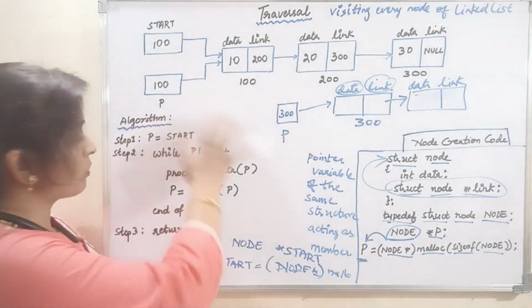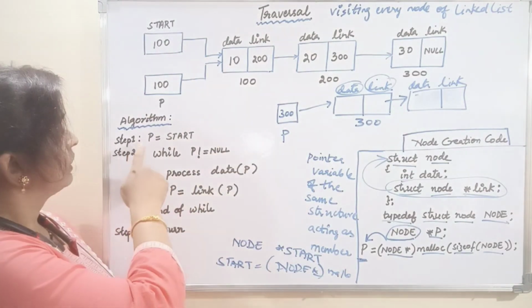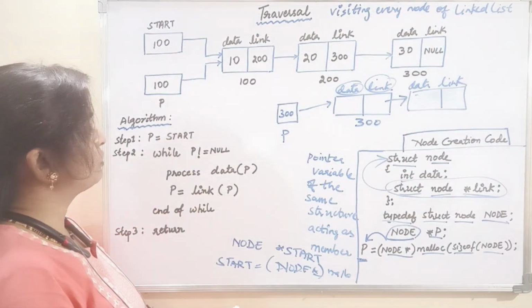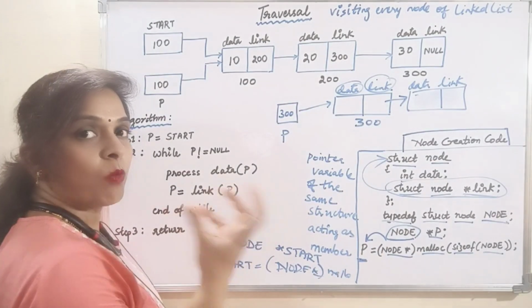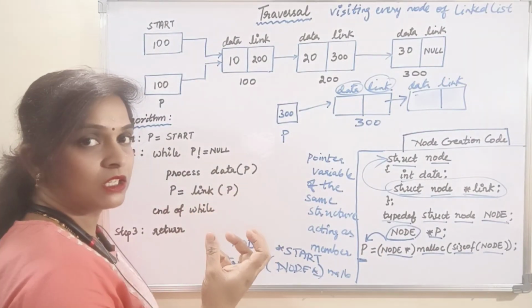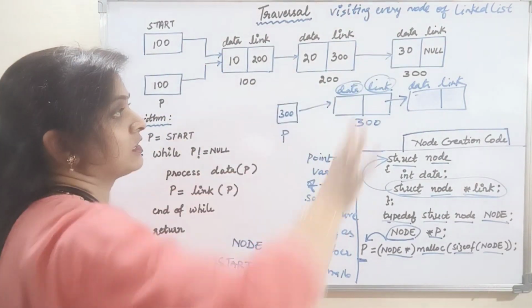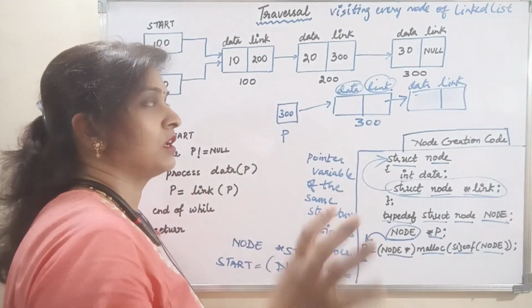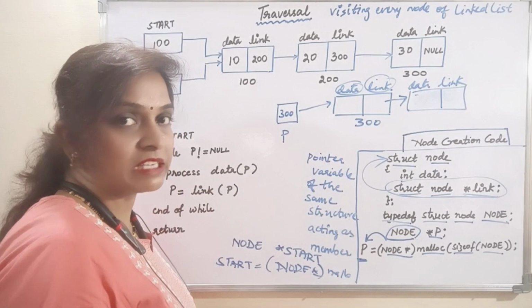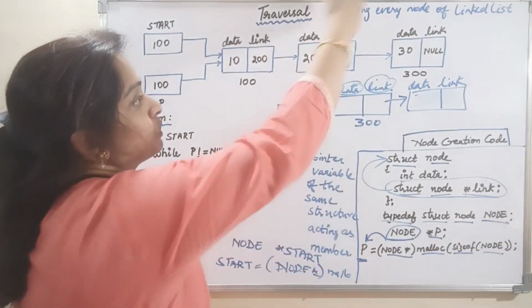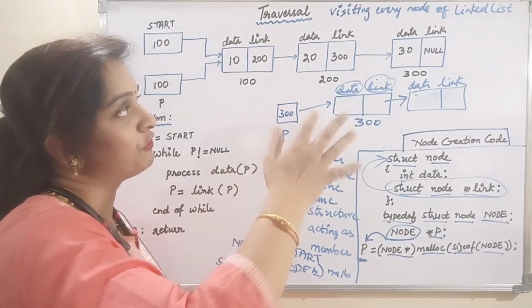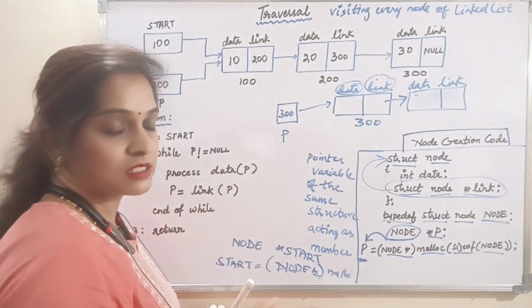So here is the algorithm. I say the first step is p equal to start. So I have created this pointer variable. I say whatever address you have in start, you store it. This is an already created linked list, and the nodes are already created. You have to assume that. So you have these nodes and need to do the traversal. Traversal means visiting every node of the linked list.